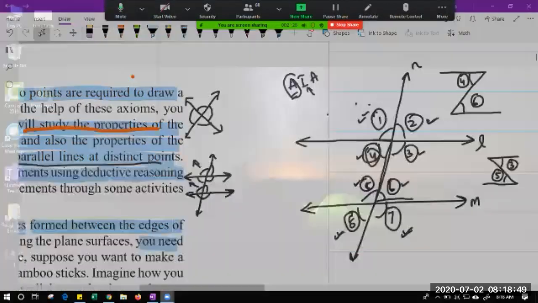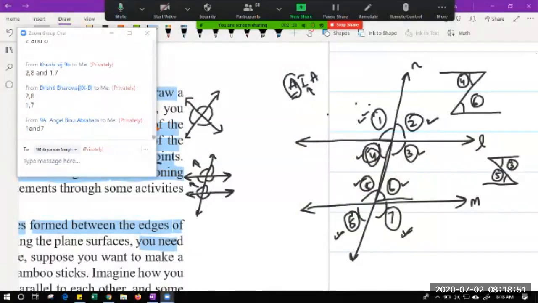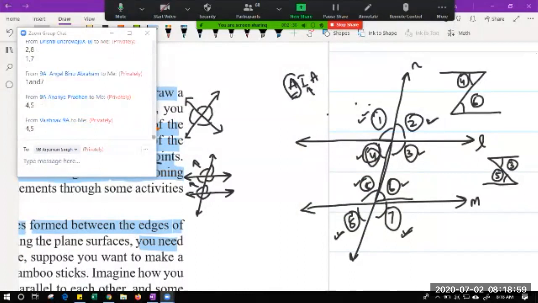If you all remember, we have studied interior angles on the same side of the transversal. Please tell me the two pairs of interior angles which are on the same side of the transversal. Ananya is saying 4, 5, very good, beta. 3, 6, correct. Just note 3, 6, very good. Gurleen 3, 6, correct, beta. So all of you know this thing, very good.